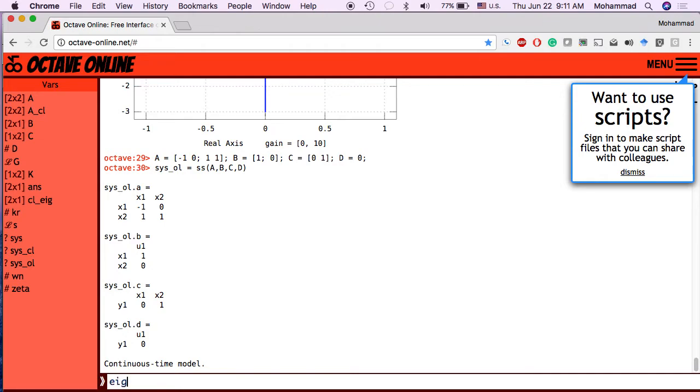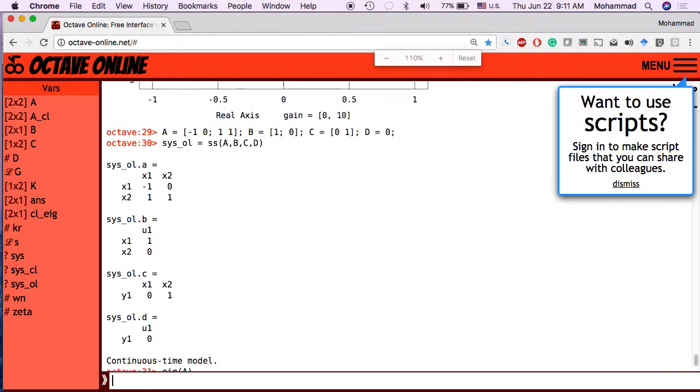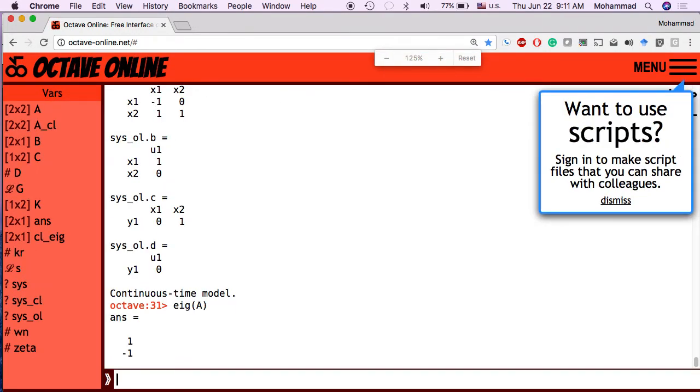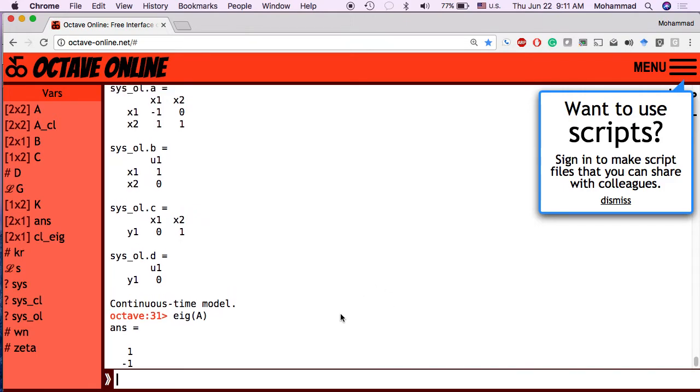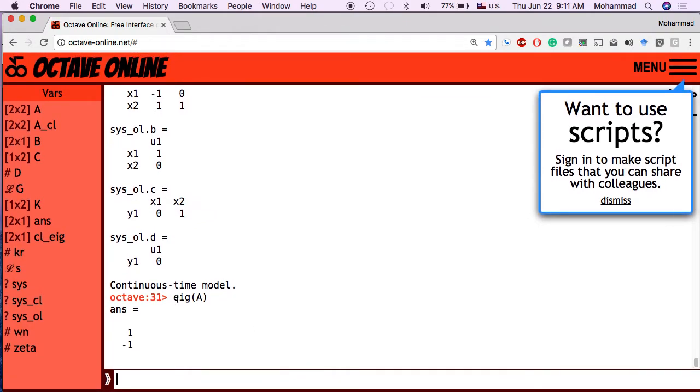Let's double check. Let's look at eigenvalues of A, just to be sure. Is it difficult to read the text from the back? Can you read it all the way back? Okay, I just resized it a little bit. So I'm looking at eigenvalues of A, and they're located at 1 and minus 1. That's what we found already. So the open loop system has 2 poles, one at negative 1, one at plus 1.